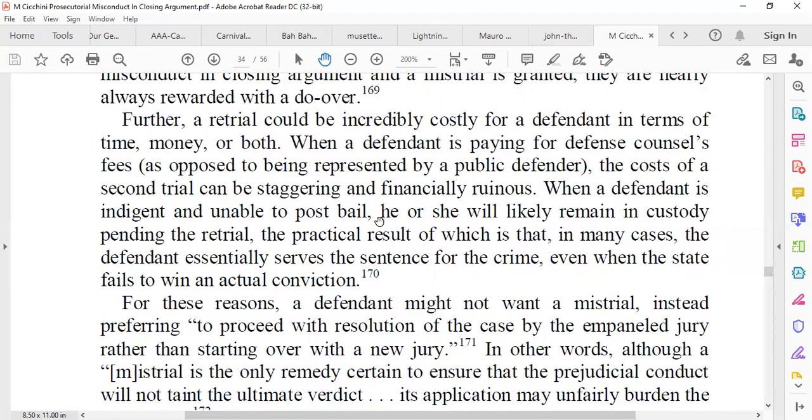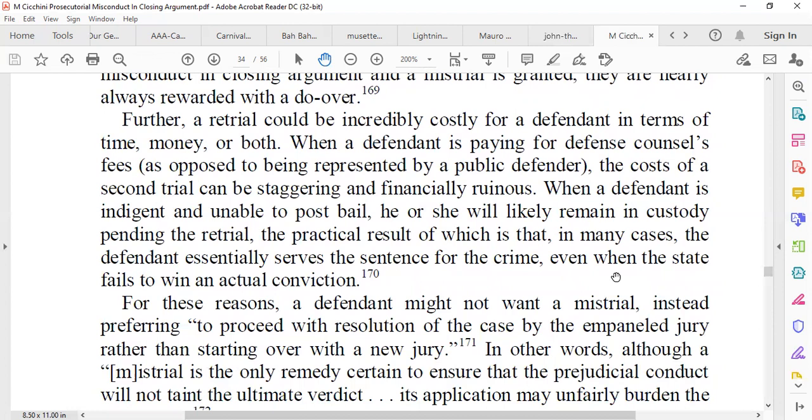When a defendant is indigent and unable to post bail, he or she will likely remain in custody pending the retrial, the practical result of which is that, in many cases, the defendant essentially serves the sentence for the crime, even when the state fails to win an actual conviction.